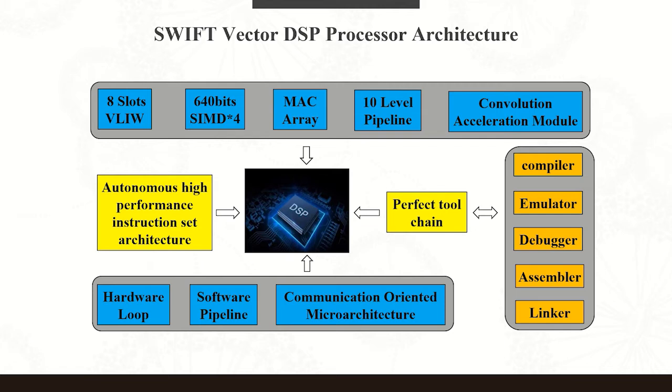The target hardware supported by DLCS is Swift DSP. On the one hand, Swift DSP has its own high-performance instruction set. On the other hand, it has a complex architecture. In addition, it supports VLIW, SIMD, software pipelining, hardware loops, and so on.